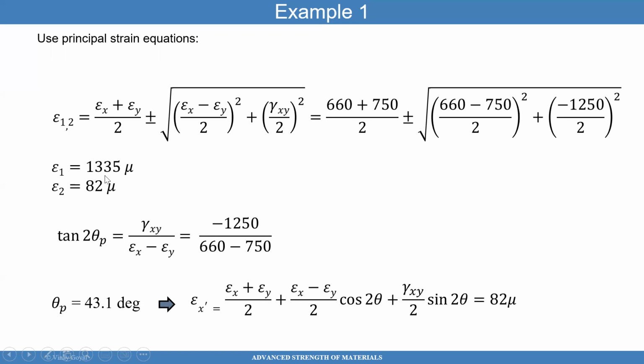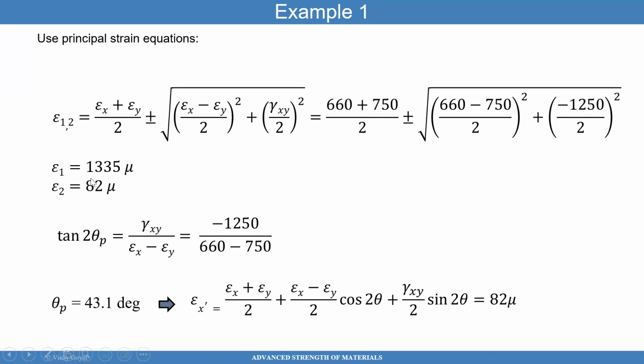What inclination happens? I'll plug in gamma XY and epsilon X and epsilon Y, and I do this calculation here, and one of the angles will be 43.1. But you'll also get another angle when you do it, and it'll be 90 degrees apart.